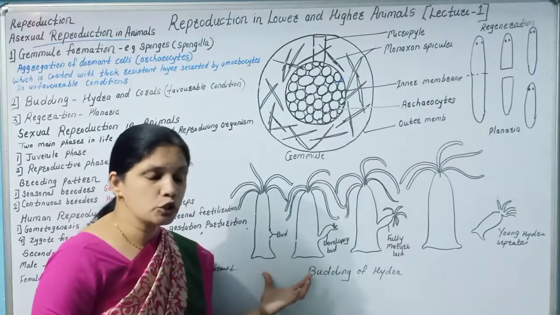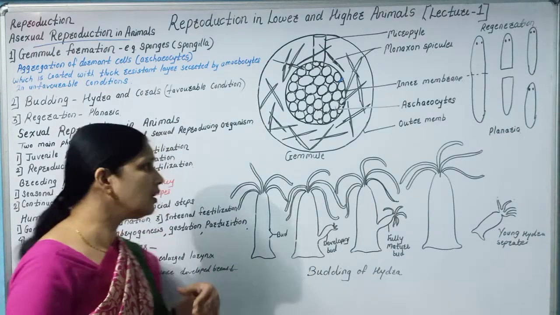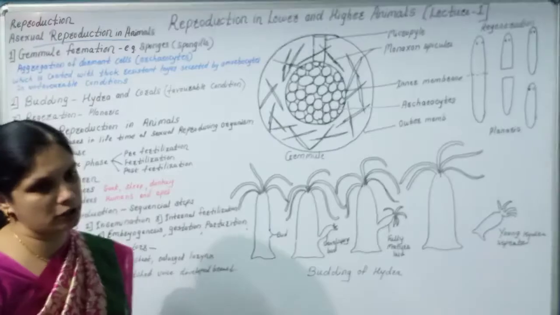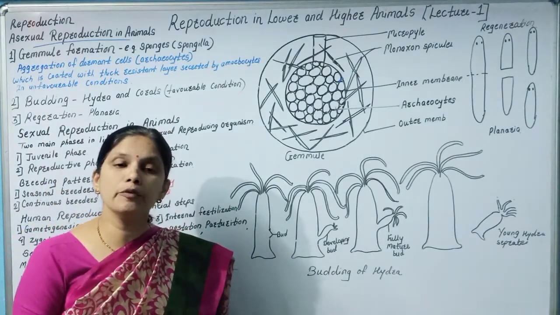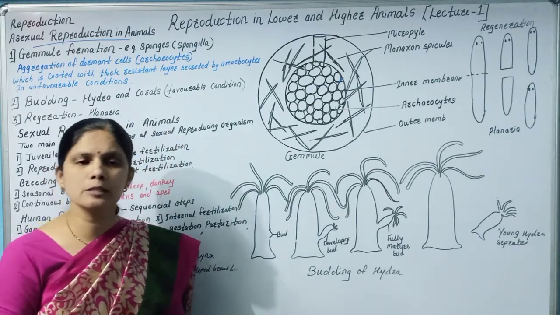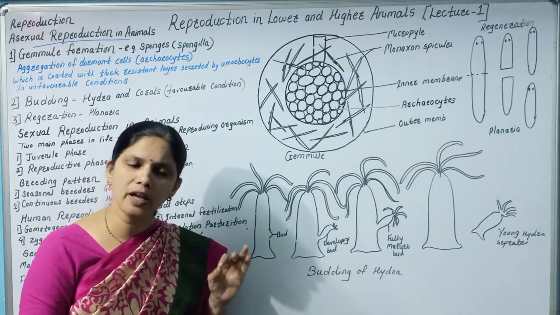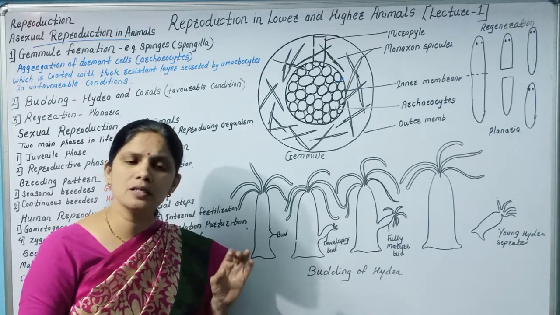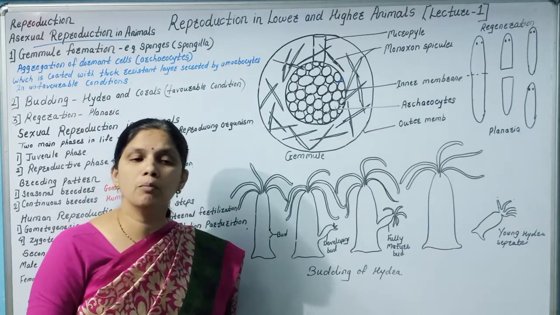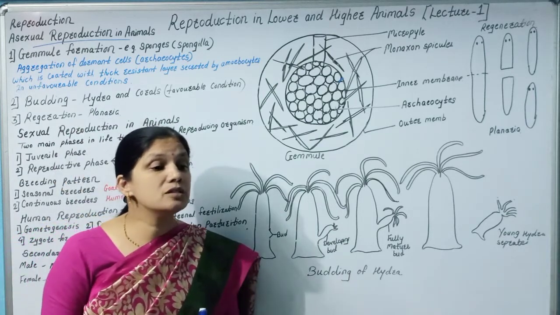This asexual method of reproduction is observed in Hydra and corals. Then the next asexual method of reproduction which is observed is regeneration. This regeneration term is observed in all animals. This regeneration term explains that whenever there is a damage or degeneration of any part, or if there is a damage of any cell, any part of our body, then our body forms the new cells, and this process is nothing but the regeneration.